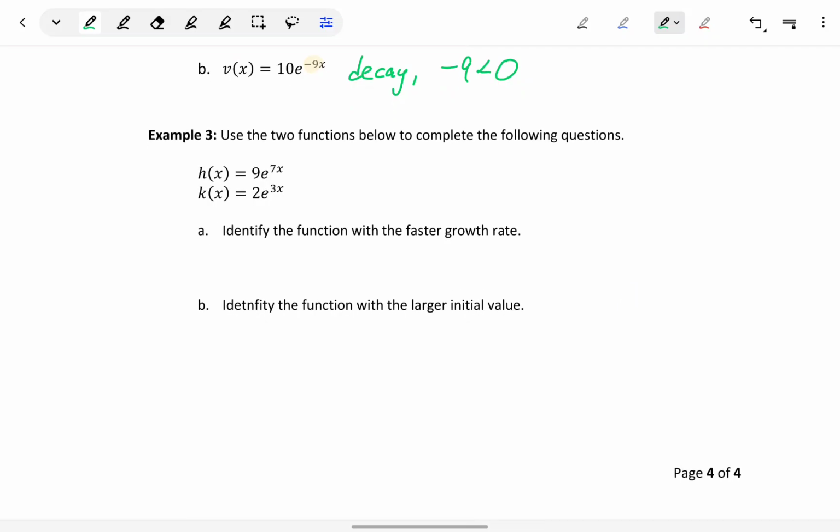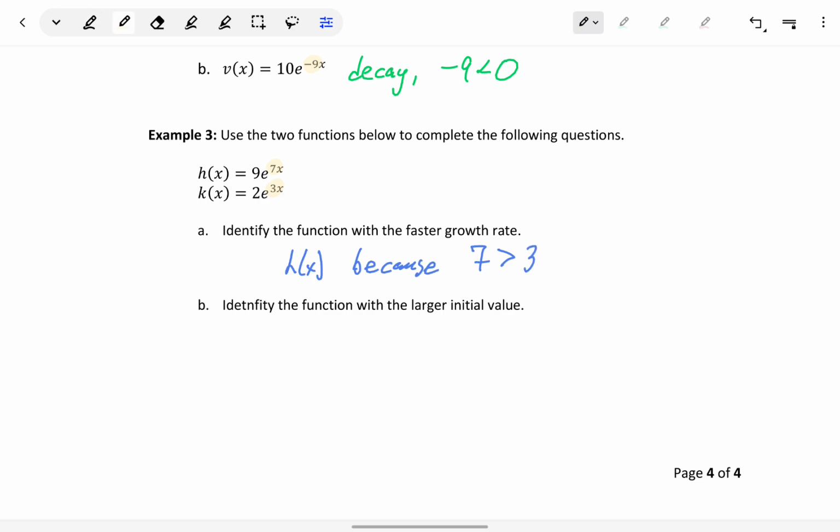In example 3, we're given two functions, and we again want to identify the function with the faster growth rate and identify the function with the larger initial value. For growth rate, again, we're going to compare the coefficients of the variable in the exponent. In this case, h of x has the faster growth rate because 7 is larger than 3.